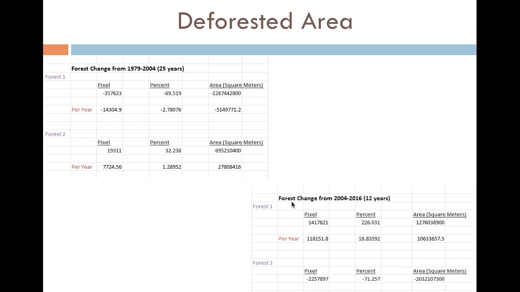And then the forest change from 2004 to 2016 had a 12-year gap. There's an 18% increase in Forest 1 per year, and then a 6% decrease in Forest 2 per year. This also goes along with what I had mentioned earlier. If you look back at the maps, it shows how the green area grew bigger. I'm sure the forests continued to grow, and the lime green area obviously decreased as this bigger area increased. And that basically concludes my project.